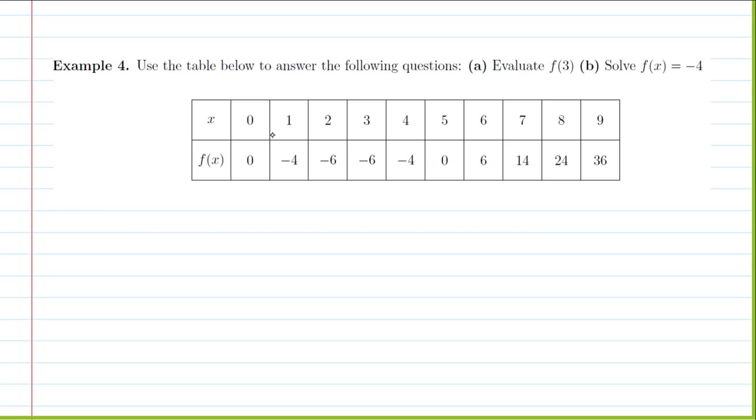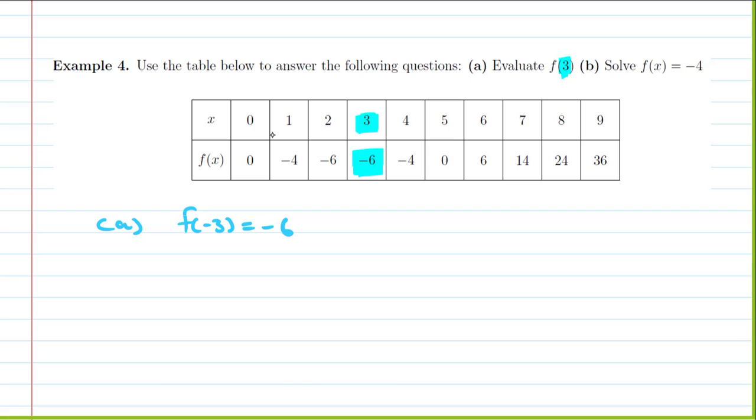So to evaluate f of -3, we need to find our input of -3. And if I input -3, the corresponding output is -6. So f of -3 is equal to -6.